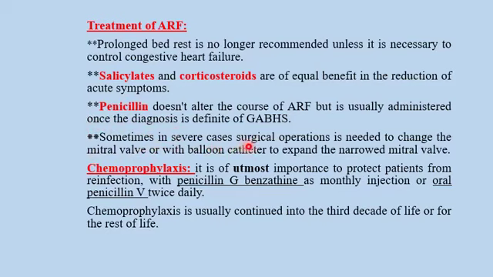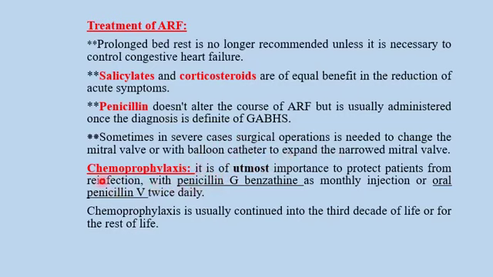Sometimes in severe cases surgical operation is needed. يحتاج الشخص إنه يعمل عملية to change خالص the mitral valve لو حصل فيها damaging خالص. ففي بعض الأحيان بنحتاج لسيرجيكال تدخل جراحي يعني to change the mitral valve or with balloon catheter to expand the narrowed mitral valve. يبقى لازم في بعض الأحيان نحتاج لعملية جراحية للعلاج.